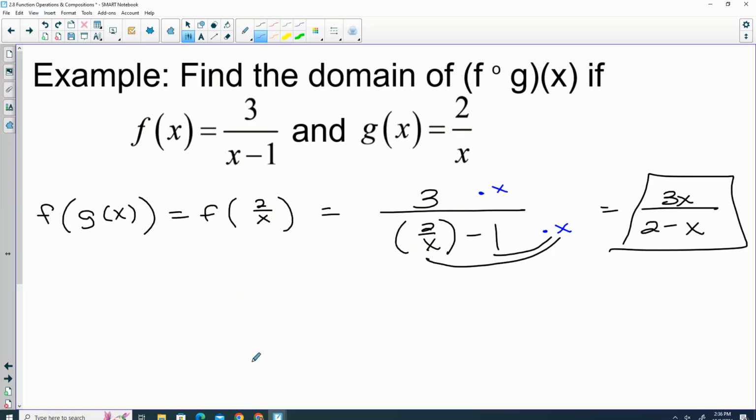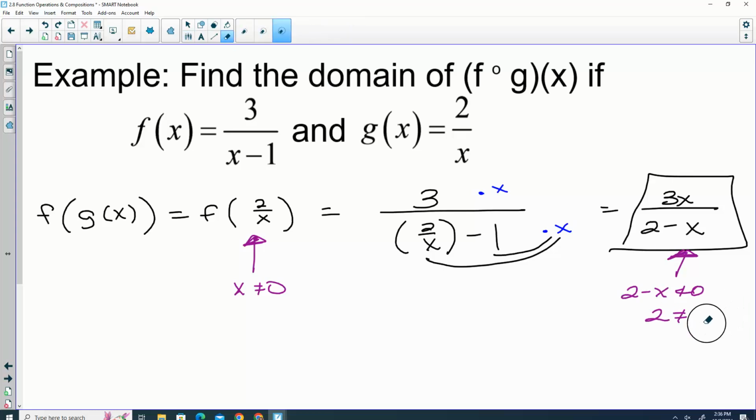Where am I looking for my domain? The original inside and this final answer. So the original inside, fraction, so bottom can't be 0. Final answer, fraction, so inside, or denominator, can't be 0. So I get that x cannot be 0 or positive 2.